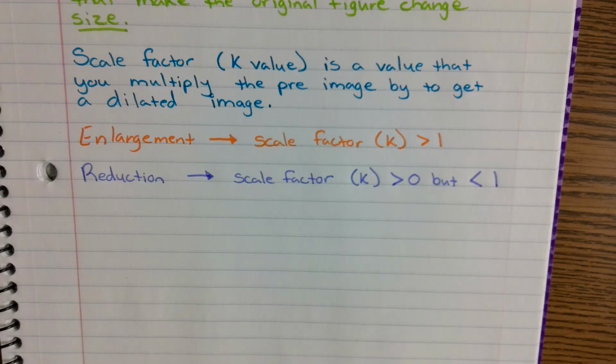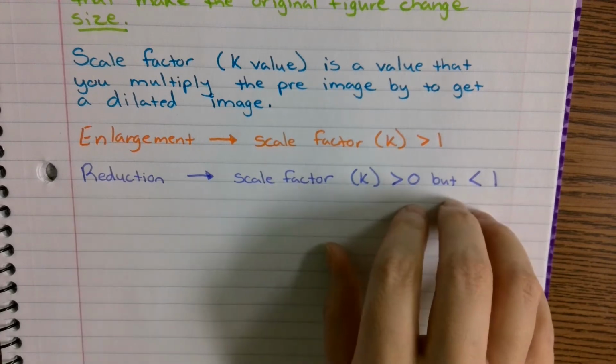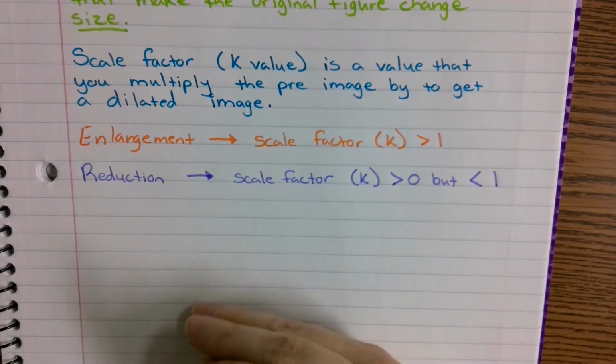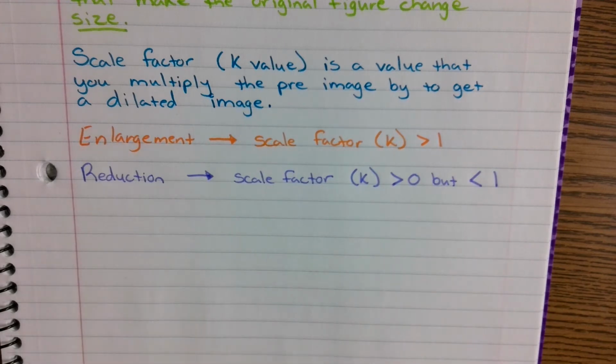So in order for it to be smaller, a lot of people think, well, if I'm going to make it smaller, then I have to divide. Well, not necessarily. Division isn't always the only way to get a smaller number. When you multiply by a fractional value between 0 and 1, that reduces the size of the number itself.